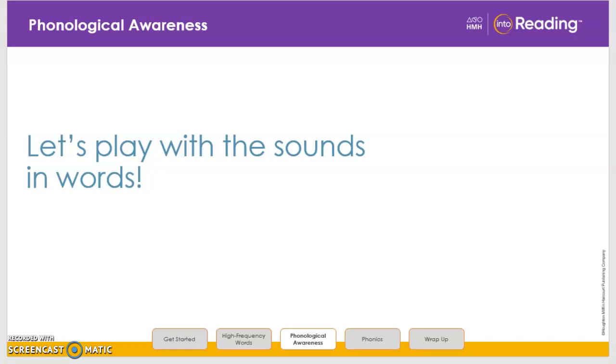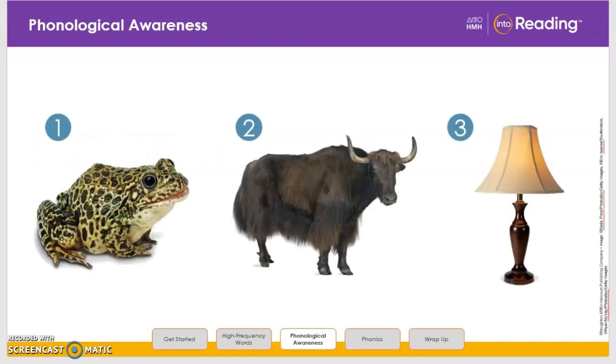Now let's play with the sounds and words. Remember that we know how to break words apart into their individual sounds. We will break words into their sounds and count the number of sounds. Ready? Let's go. Listen as I do the first one.